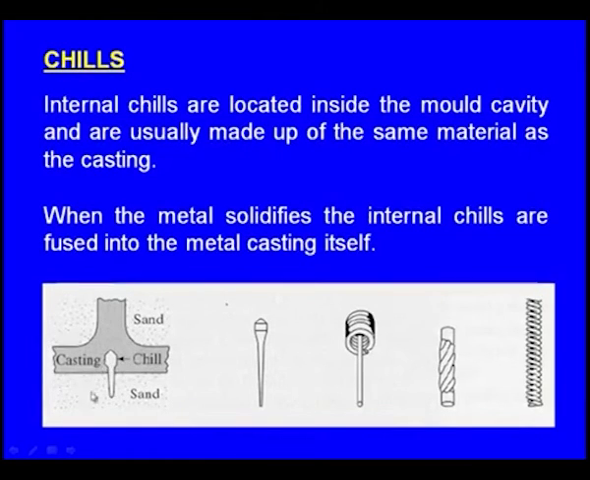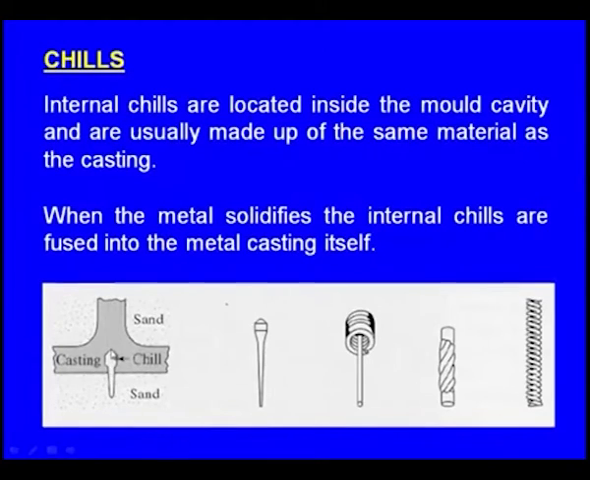For that purpose we are placing a chill. So this is the internal chill. This is made up of a metallic material. Once we place this metallic component inside, it rapidly absorbs heat and initiates solidification, and it makes the solidification faster. That is how we can avoid the shrinkage defect here.